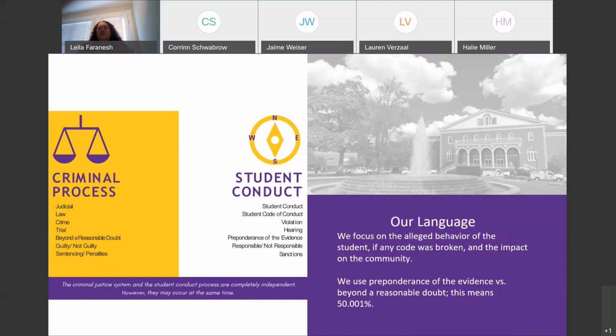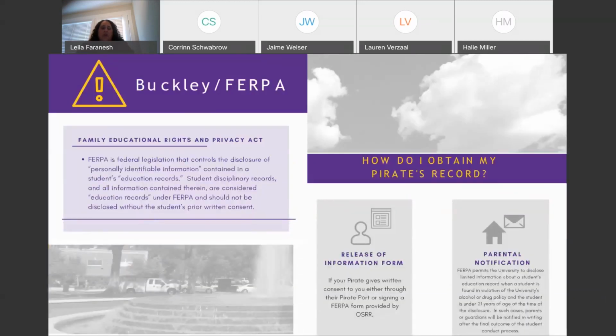So if a student gets arrested for driving under the influence, and we get the report, they will obviously go through the criminal process, and then they will go through the student code of conduct process because there's a potential violation of the ECU Student Code of Conduct. We do not wait on the criminal process, and they do not usually wait on us. Usually our process is resolved much quicker than a criminal process.